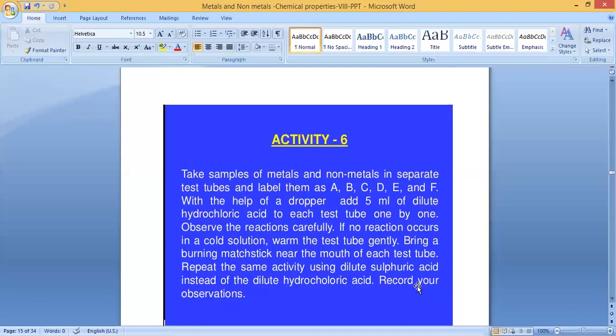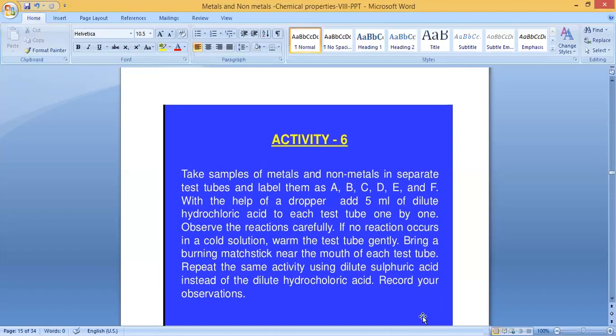Observe the reactions carefully. If no reaction occurs in a cold solution, warm the test tube gently. Sometimes in the cold solution the reaction won't take place, so you can warm them. Bring a burning matchstick near the mouth of each test tube. Let us see what is going to happen. Instead of dilute hydrochloric acid, you can also use dilute sulfuric acid.